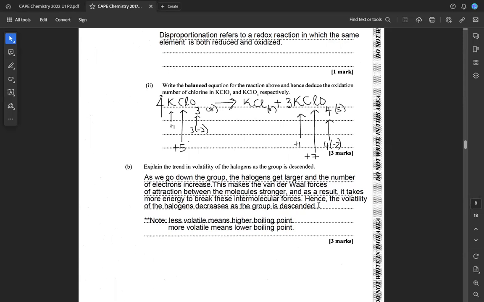And it's worth noting that if something is becoming less volatile, and that's what's happening as we descend the group, it means that the boiling point is getting higher, right? So that's what's happening as we go down the group. We're becoming less volatile. The boiling point is getting higher because the halogen molecules are larger and there are stronger van der Waals forces at play there. And also you might remember that there's a change of state, right? As we go down the group from gas to liquid to eventually iodine being a solid. And certainly a solid is less volatile than a gas would be, okay? So just keep that in mind. And that's what we would put here for our 3 marks, right?